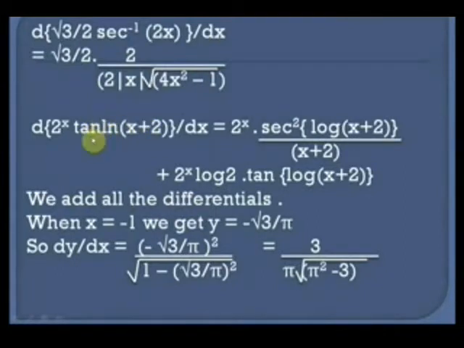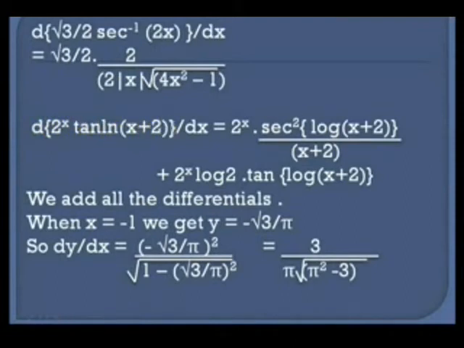So we apply the chain rule to get sec square into log of x plus 2 divided by x plus 2, and we differentiate this part as 2 to the power of x into log 2 into tan of ln of x plus 2. Thus we get this expression as the differential of 2 to the power of x into tan of ln of x plus 2.